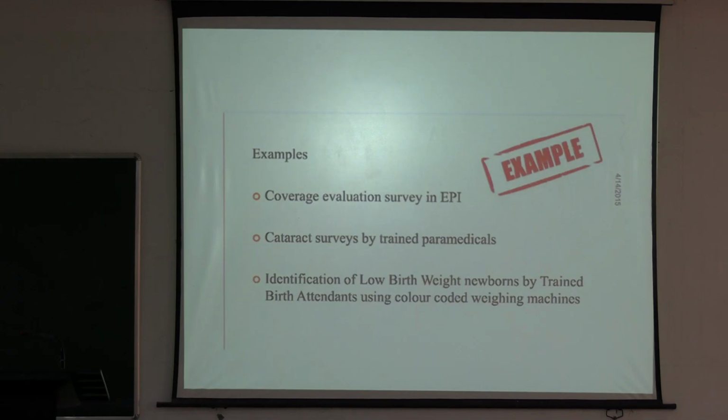So example is coverage evaluation survey in EPI, expanded program on immunization, cataract survey by trained paramedicals, identification of low birth weight by trained birth attendants using color-coded weighing machines. These are examples of cross-sectional studies. You are just doing a cross-section, you're not looking for the cause or anything. You're doing what is the coverage evaluation of EPI. Then what is the prevalence of cataract by trained paramedicals? Then what is the prevalence of low birth weight by trained birth attendants using color-coded weighing machines?